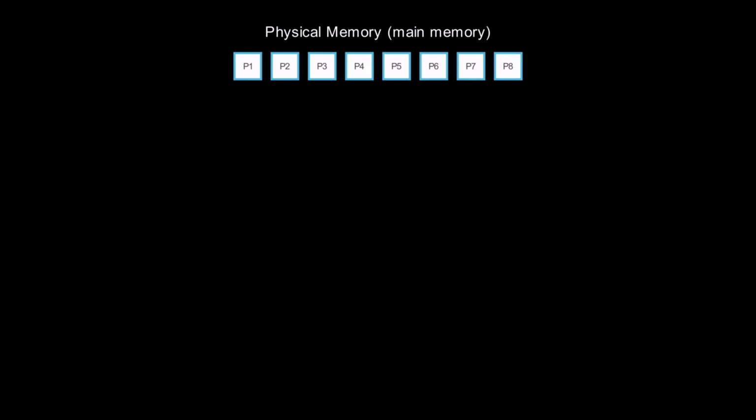Let us start by taking a look at the physical memory. Here we have 8 memory blocks labeled P1 to P8. Each of these blocks is what we call a page.